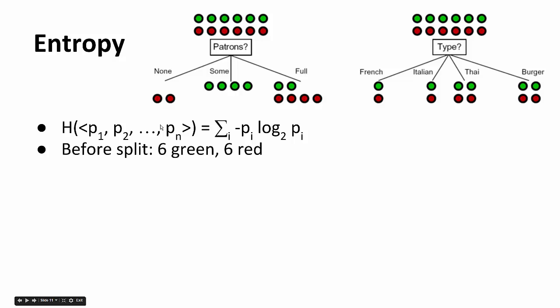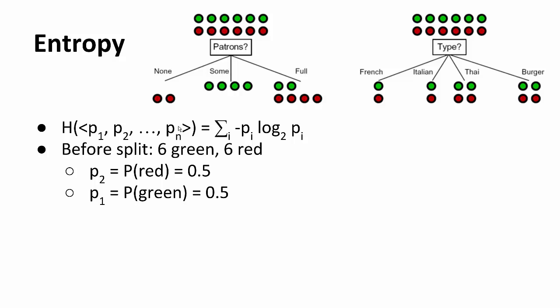So first, let's calculate the entropy before the split, which is just going to be this data set here on the top, where we have 6 green dots and 6 red dots. So first, for this data set, we're going to have two P's, right? P1 and P2. I don't know why I wrote these backwards, but it means the same thing. So P2 is going to be the probability of red, which is going to be 0.5. P1 is going to be the probability of green, which is also going to be 0.5.